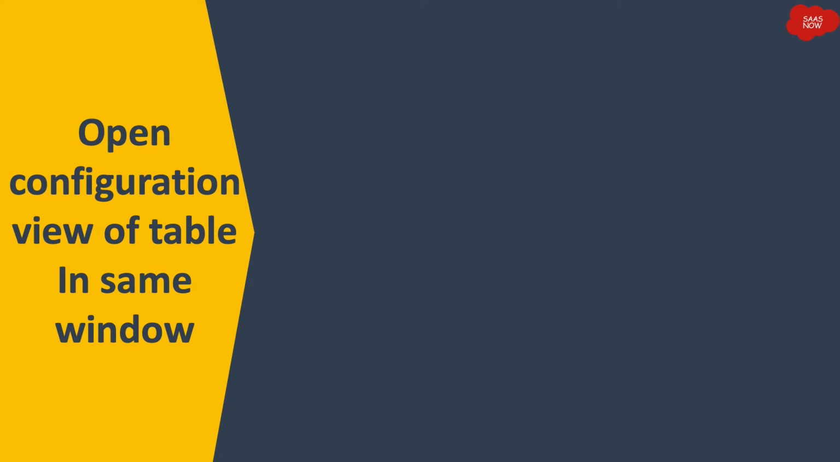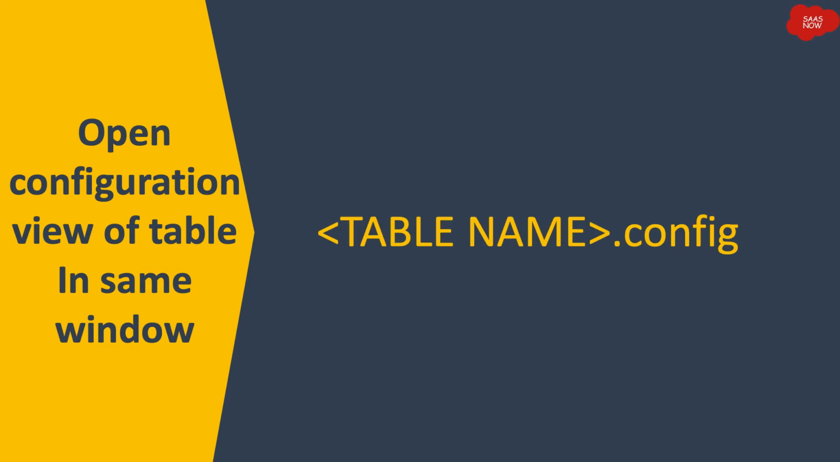Next command is to open configuration view of a table in same window. Configuration view shows all the configurations of a table like business rules, client scripts, dictionary, and all other information in one page. And the command is table name dot config, and config is also in lowercase.